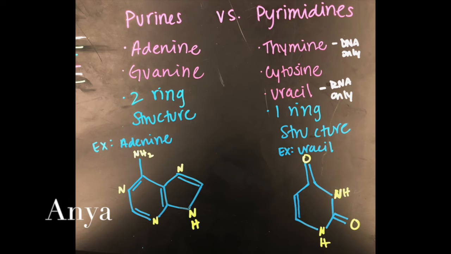There are 2 types of nucleotide bases: purines, which have a 2-ring structure, and pyrimidines, which have a 1-ring structure. Specific purines, adenine and guanine, bind to specific pyrimidines: thymine, uracil, and cytosine. Adenine only binds to thymine in DNA and uracil, which is only found in RNA. Guanine binds to only cytosine.